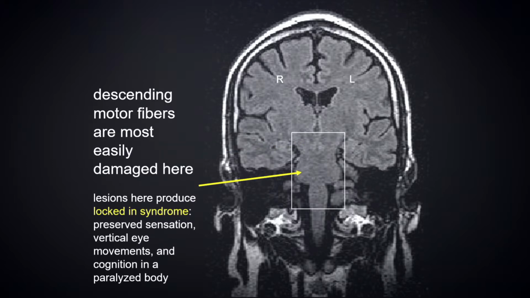If we go one step more inferior to that, we're at the level of the pons. Bilateral lesions of the pons have the ability to produce something called locked-in syndrome. Locked-in syndrome allows for a person to maintain preserved cognition and the ability to perform vertical eye movements, but the inability to perform horizontal eye movements or any movements inferior to this. In general, locked-in syndrome produces, therefore, a conscious person who is trapped in a paralyzed body that cannot move.